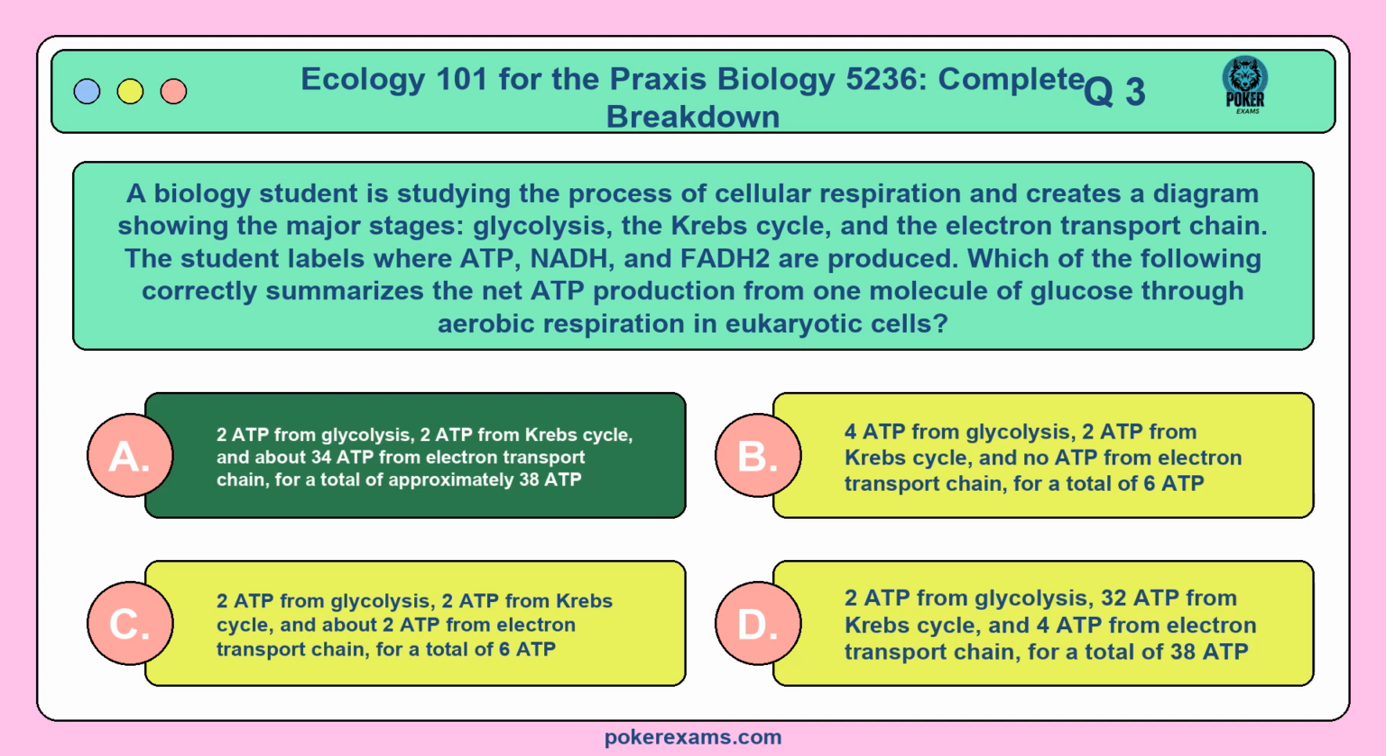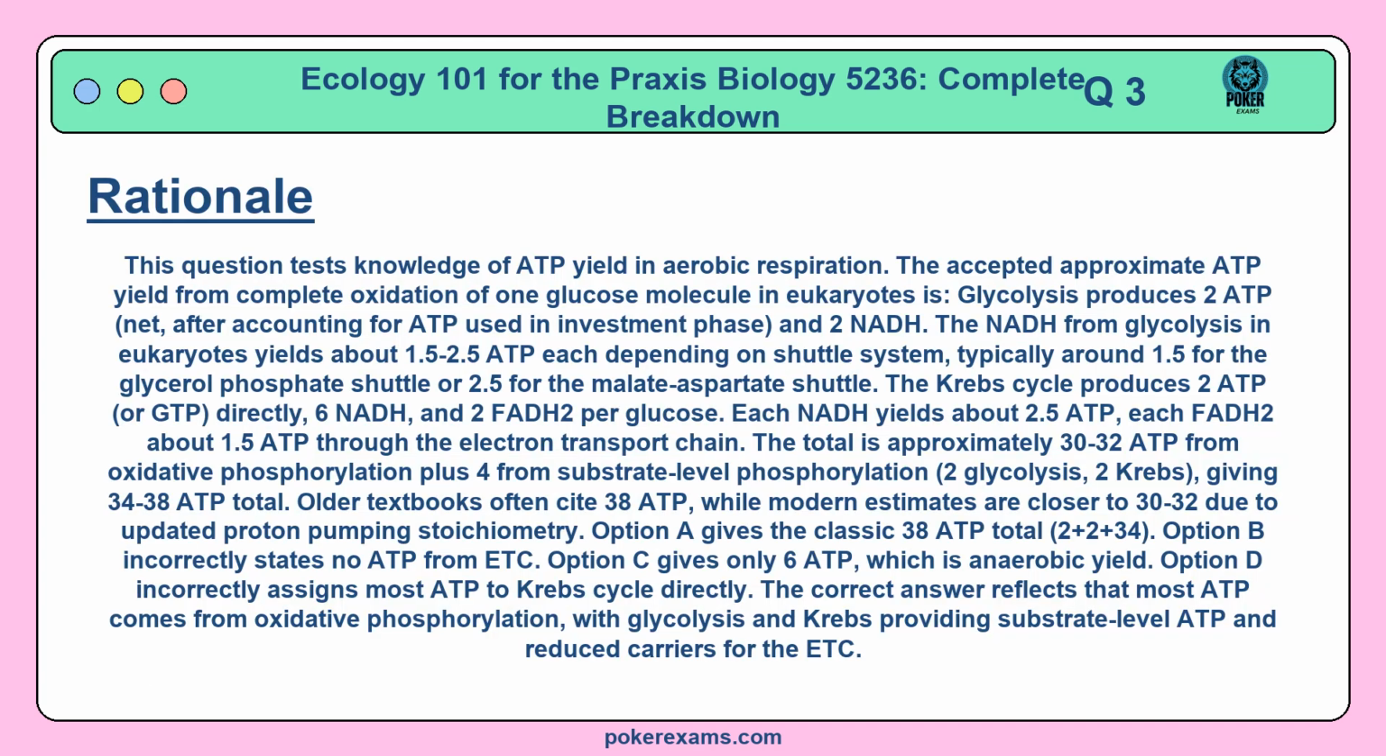The correct answer is A. This question tests knowledge of ATP yield in aerobic respiration. The accepted approximate ATP yield from complete oxidation of one glucose molecule in eukaryotes is: glycolysis produces 2 ATP net, after accounting for ATP used in investment phase, and 2 NADH.